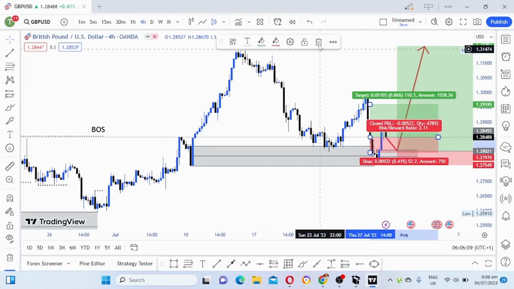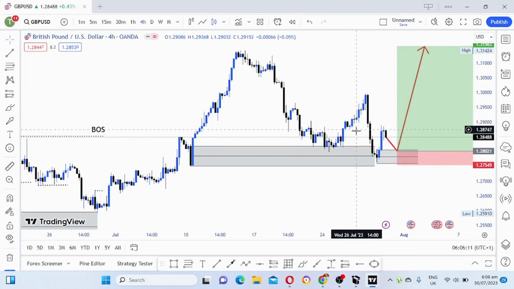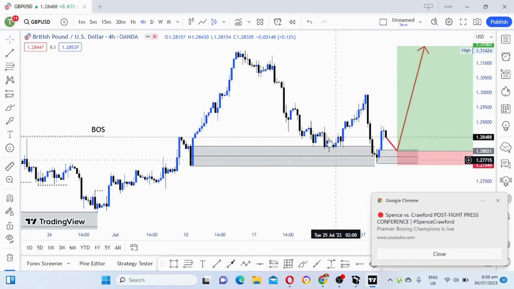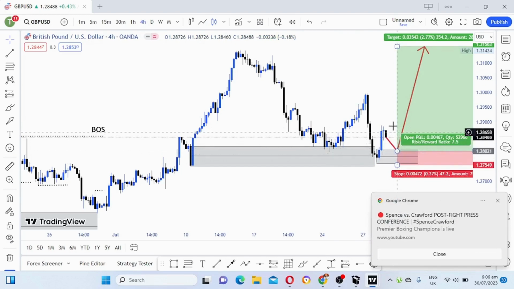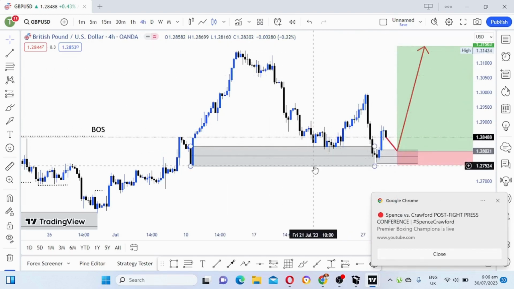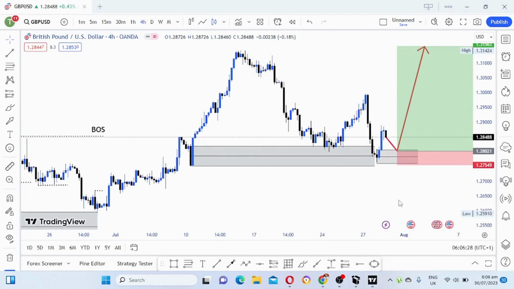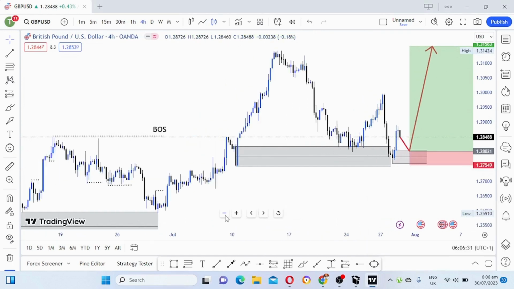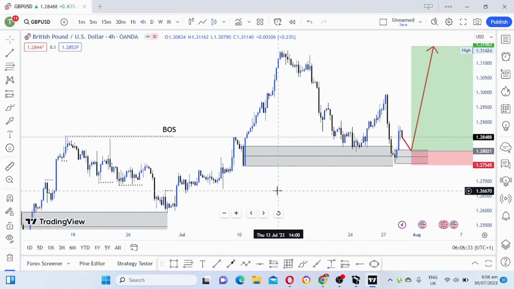For me now, price is already at this demand, so I'm just waiting for price to come back to this demand zone on the lower time frames, and then I buy. We're targeting this higher. As you can see, we are in an uptrend. If the DXY is selling, expect GBP USD to buy and Euro USD to buy. So that's my view on GBP USD, guys.